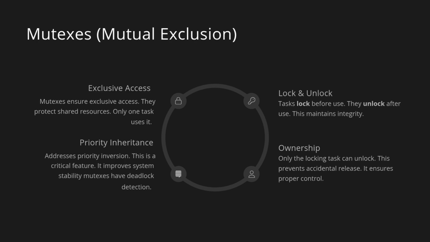So basically, how it works is when a task needs to access a shared resource, it attempts to acquire the mutex. If the mutex is available, the task proceeds and the mutex becomes locked. If the mutex is already owned by another task, the requesting task is blocked until the mutex is released. Once the task completes its operation, it releases the mutex, allowing other waiting tasks to proceed. The four main pillars of mutexes are exclusive access, lock and unlock semantics, ownership enforcement, and resolving the issue of priority inversion.